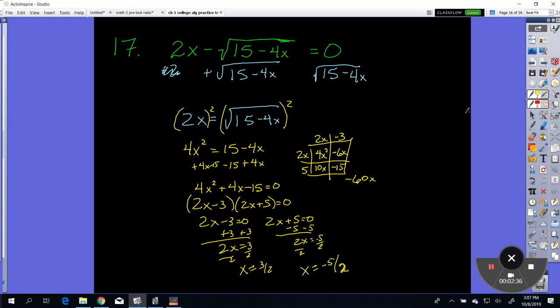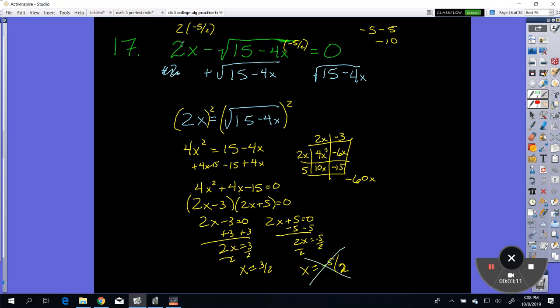Life's good. But when you plug these back in, so 2 times negative 5 halves, the 2's cancel, I'm left with negative 5. Negative 4 times negative 5 halves, negative times a negative makes a positive, so 4 times 5 is 20, divided by 2 is 10, so 15 plus 10 makes the square root of 25, which is 5. So I have negative 5 minus 5, which makes negative 10, not 0. So that means that negative 5 halves didn't work.